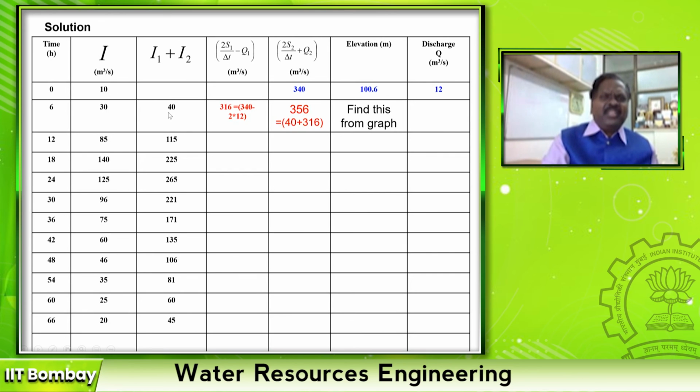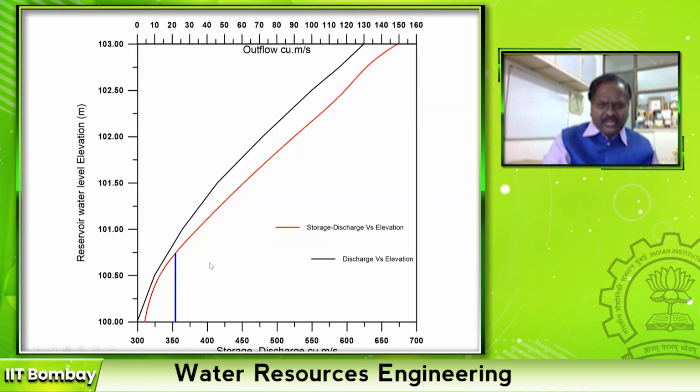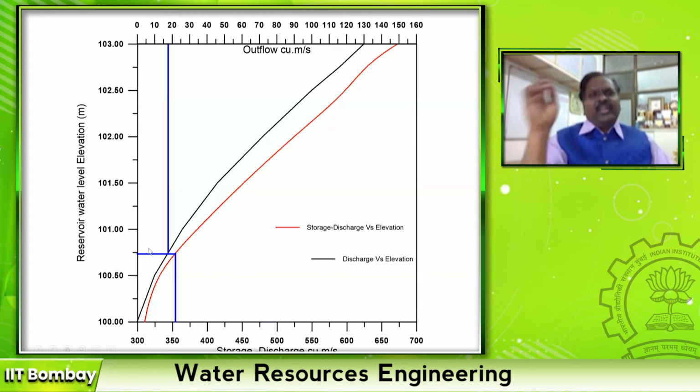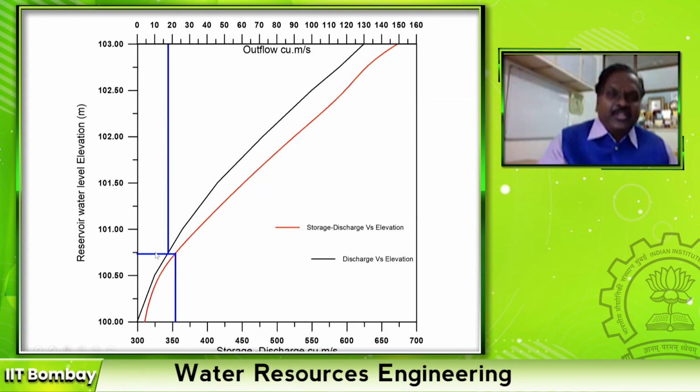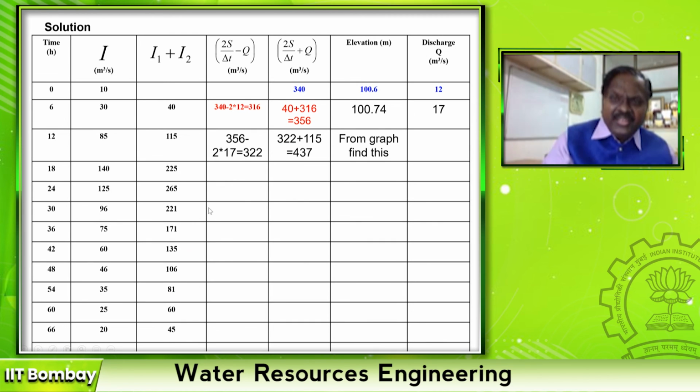Now, how will you find out this 2S2? This is nothing but the algebraic sum of this I1 plus I2 plus this 360. Now, for this 356, go to your graph. For this one value, you have to pick up what is the elevation, and from the elevation find out what is the discharge. Now that will be the discharge at the end of the time period 6.